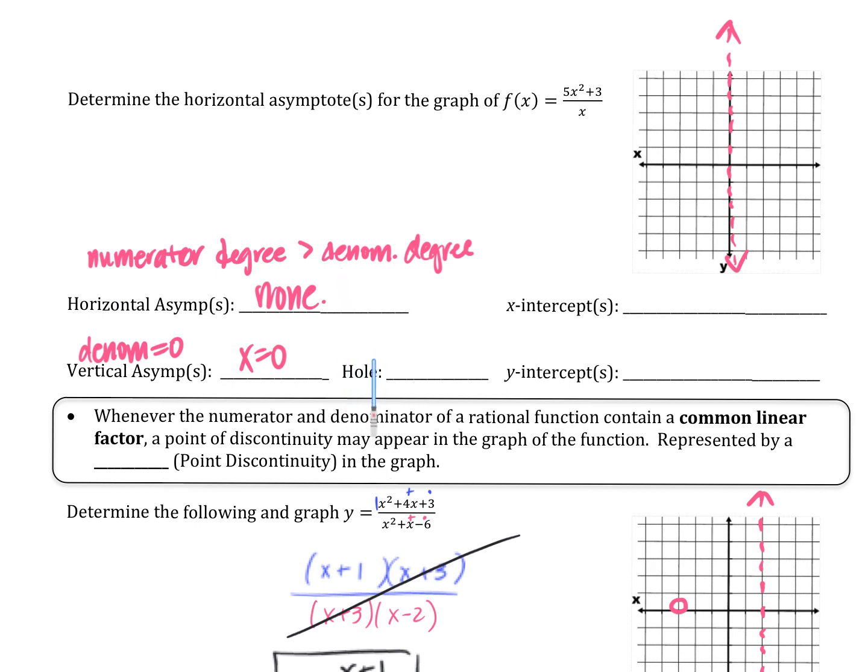What gives me a hole? A common factor in the top and bottom. Do we have any of those? No, we couldn't even factor that at all. So there's no hole. That's fine.